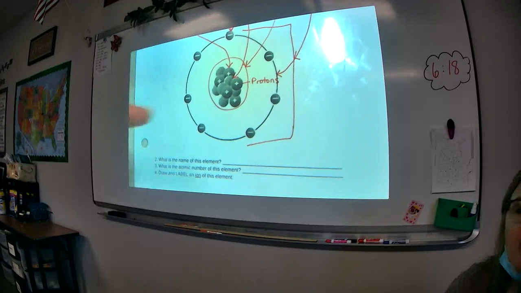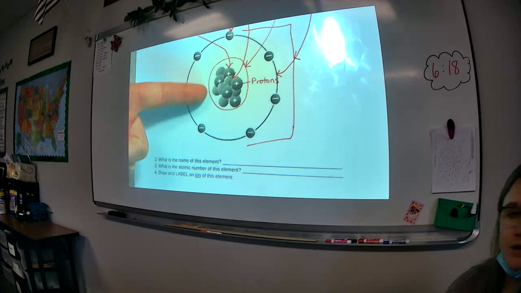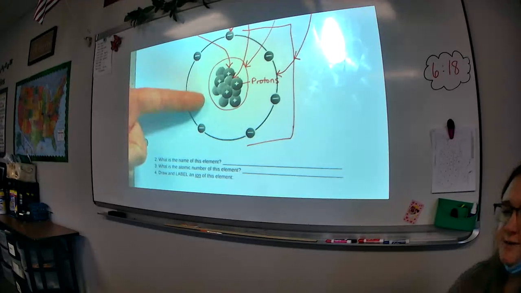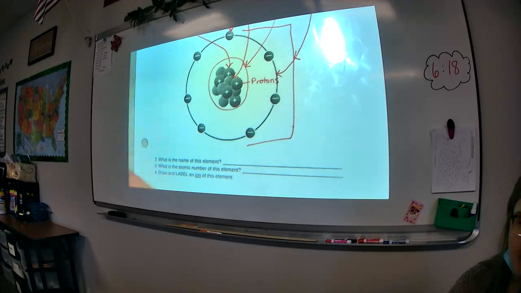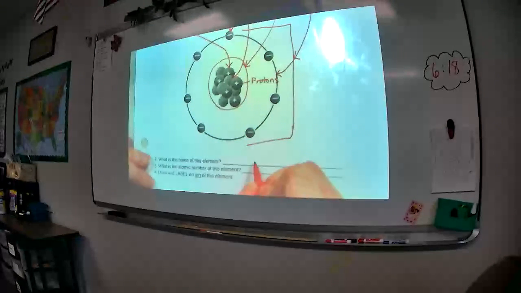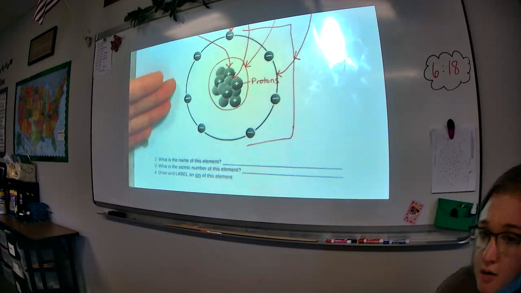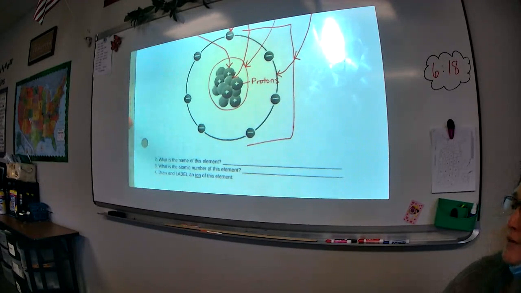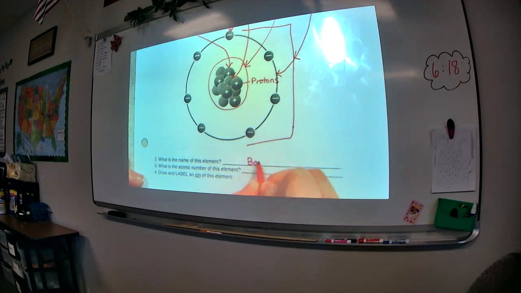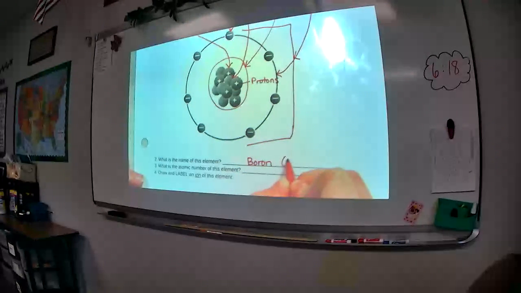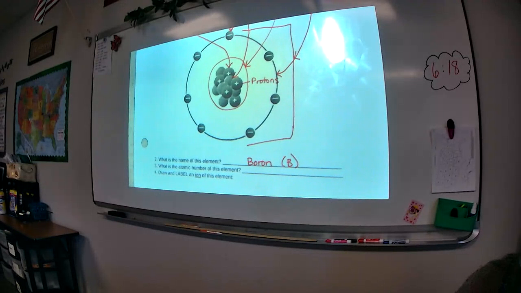How do I figure out what element this is? Jacob? Very good. How many protons are there? 5. Good. You count the protons. There are 5 protons. So, Jacob, what element is this? Boron. Very good. You would then need to look at your chart, your periodic table, find atomic number 5, and figure out what element that is. So you could have written either boron or the symbol for boron, which is capital B.